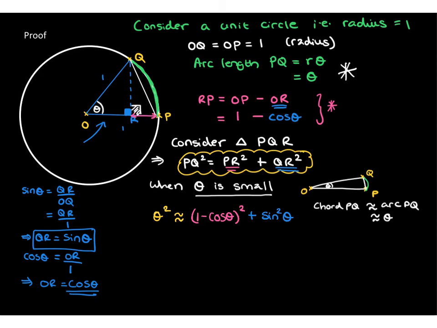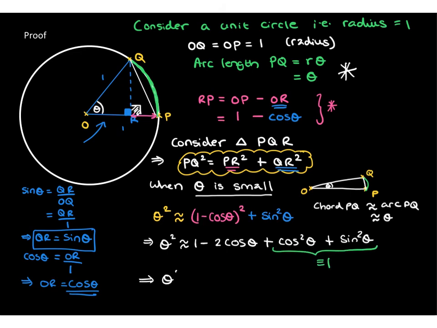So I have an approximation, and I'm going to simplify it. So this tells me that theta squared is approximately 1 minus 2 cos theta plus cos squared theta plus sine squared theta. And what do I have here? Cos squared theta plus sine squared theta, we know that's the same as 1. So this then gives me the result that theta squared is approximately equivalent to 2 minus 2 cos theta.